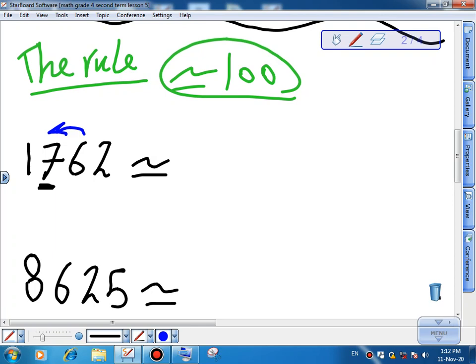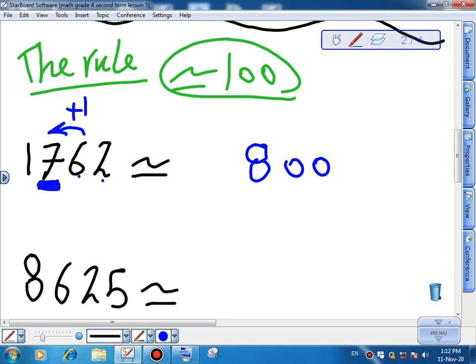Is 6 a weak or strong number? 6 is a strong number. So if I hear the word strong, I just increase the hundreds place. 7 will be 8, increase by 1. Okay? The underlined number 7 will increase to be 8. And the tens place and the units place will be 0. 6 will be 0. Units will be 0.